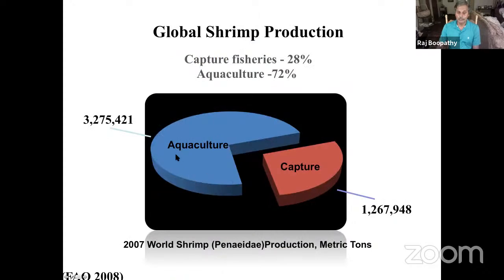Again, I told you, 72% of all seafood is aquaculture. Only 28% is wild caught.